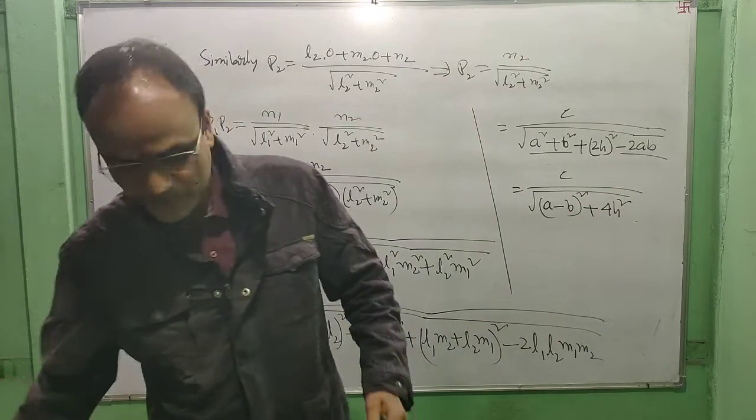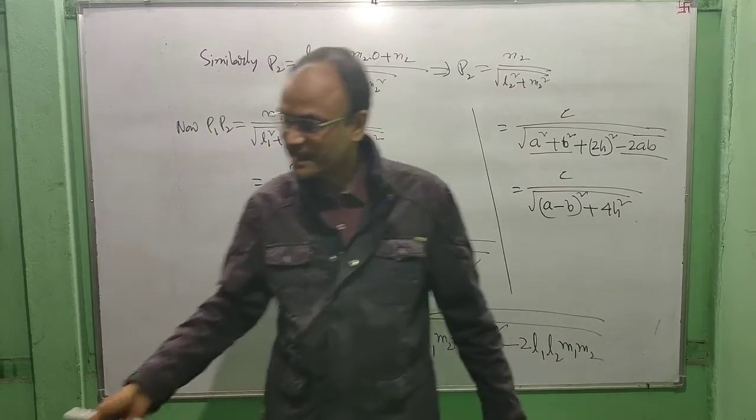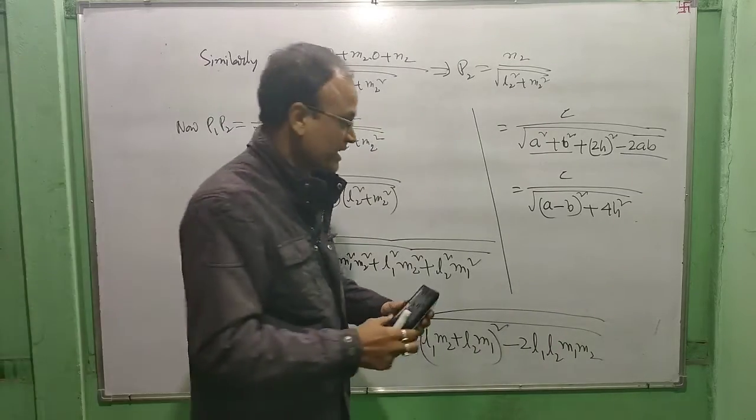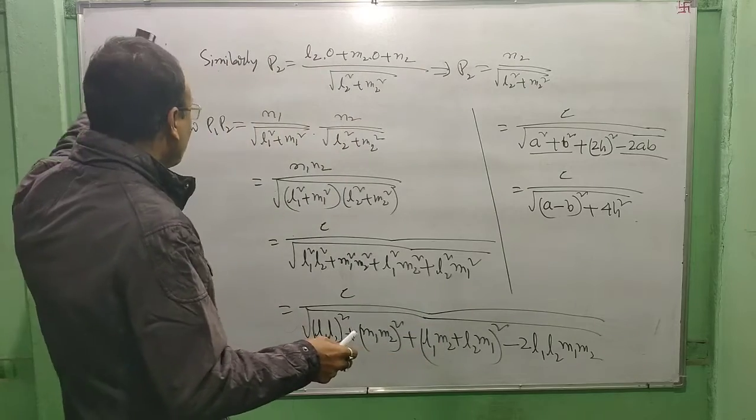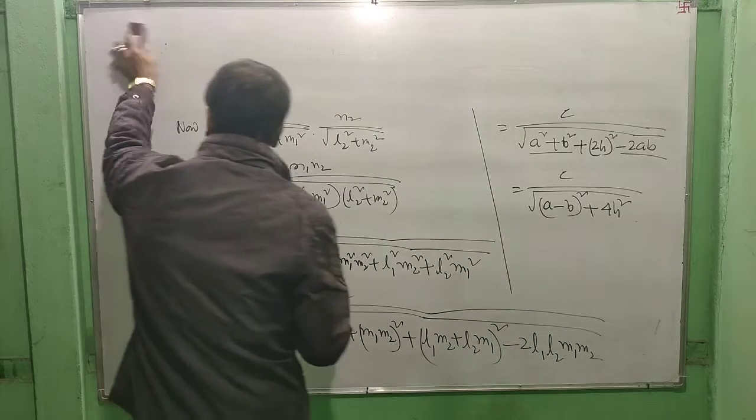Therefore, the product of the perpendiculars drawn from the origin on these straight lines is equal to this. Let us take another example of this type.